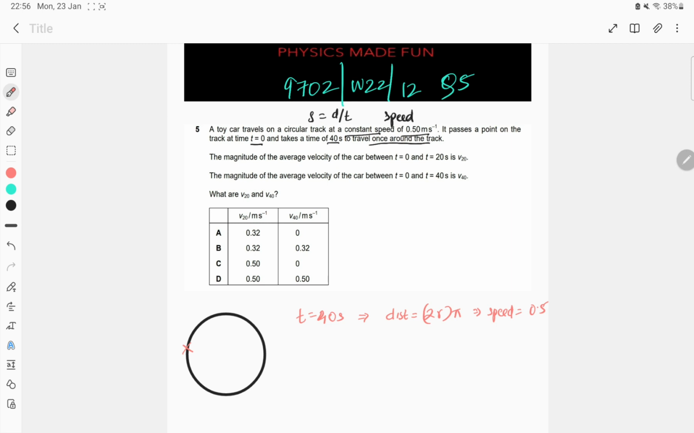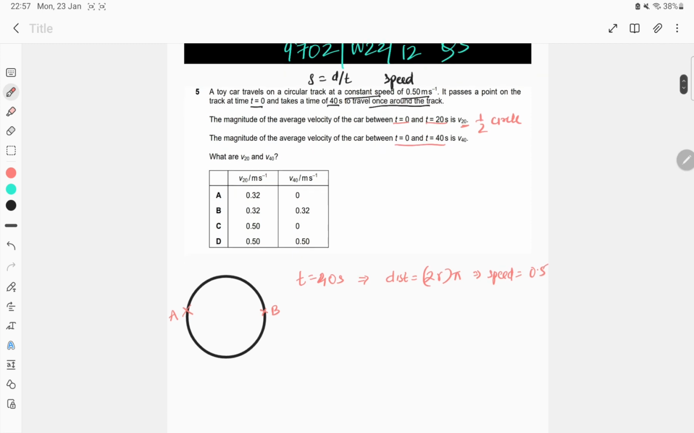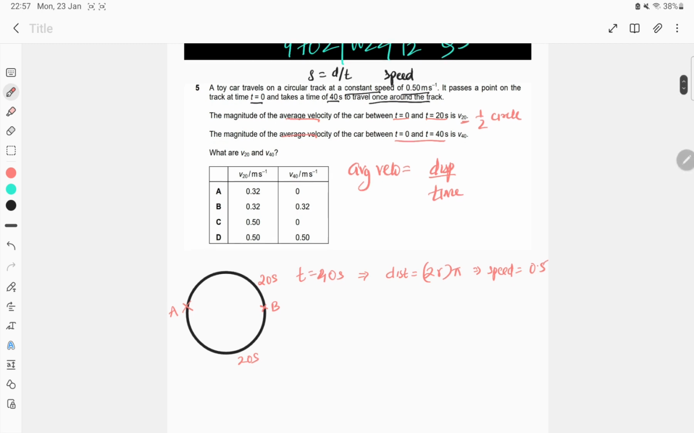Reading the further part, the magnitude of the average velocity between t equal to 0 to t equal to 20, which means half circle, is v20, and the complete circle is v40. From point A to point B it takes 20 seconds, and from B to A again it takes 20 seconds. Very obvious, because it is at constant speed. What are v20 and v40, my average velocities? Average velocity is total displacement upon total time. Kids will go wrong here because they think it's distance and time. Remember, average velocity is displacement upon time.